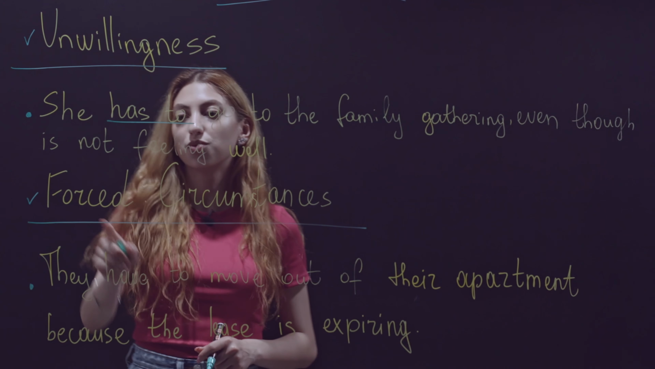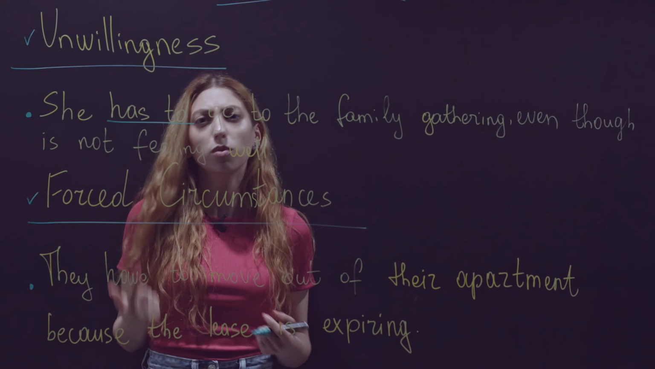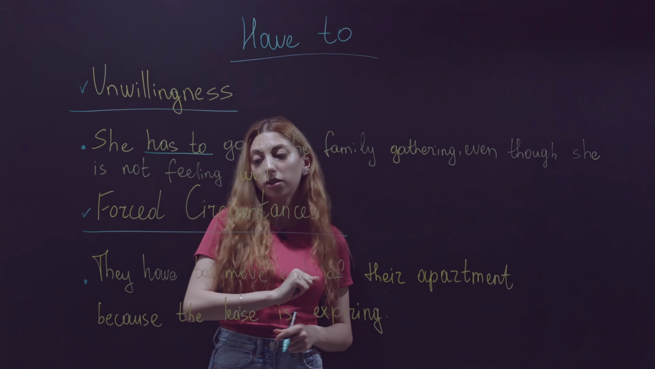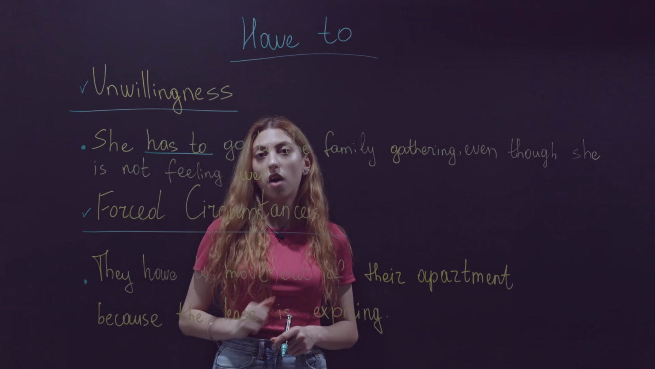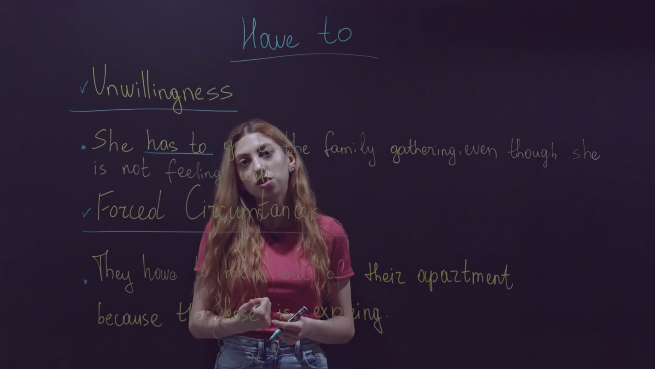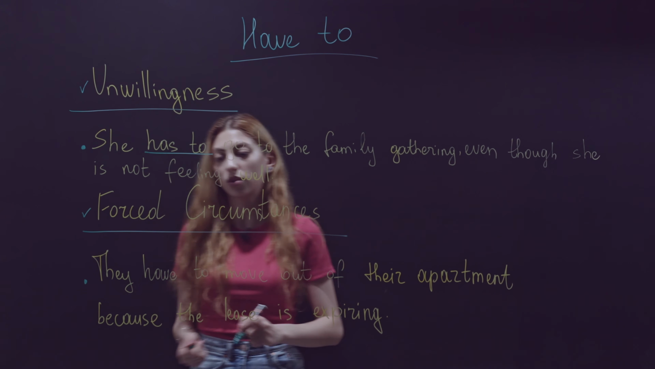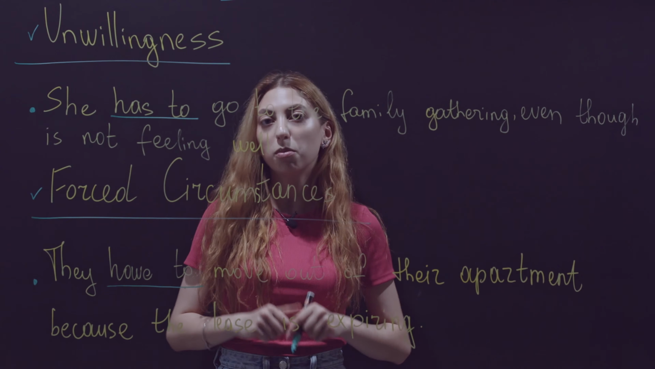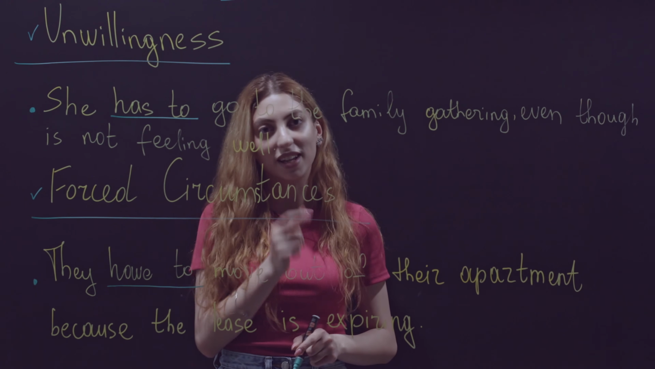Well, next one is forced circumstances. What is it? For example, they have to move out of their apartment because the lease is expiring. They don't want to do that, but they have to, because of the forced circumstances. That's all about have to. Now let's move on to the next modal verb.